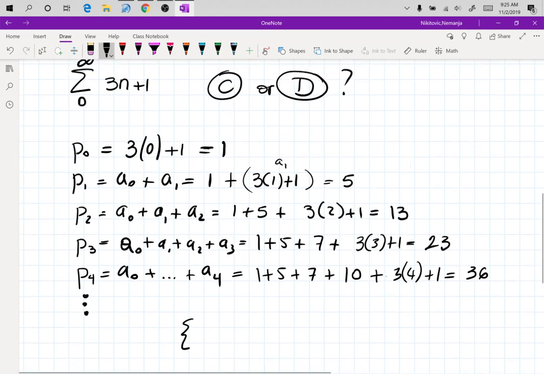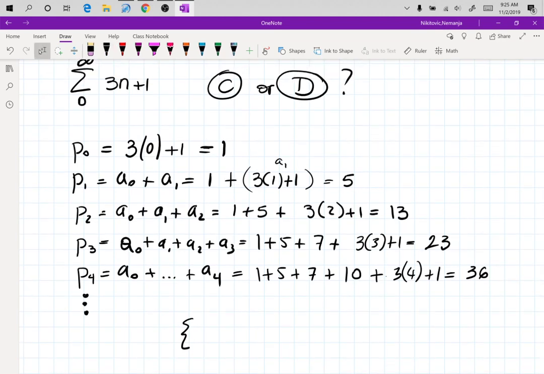Plug in 0. Hold on. I plugged in P's instead of A's, so I messed up. So first number, n goes from 0, right? N goes from 0 to infinity. So since the n goes from 0 to infinity, the first value for n would be 0. We plug in 0 for the first number. 3 times 0 is 0, plus 1 is 1.